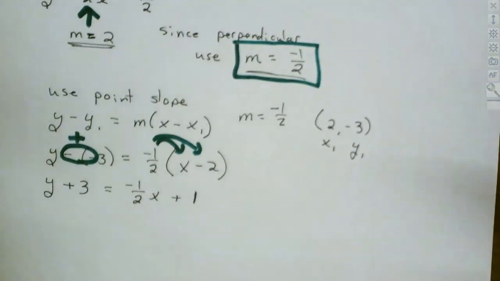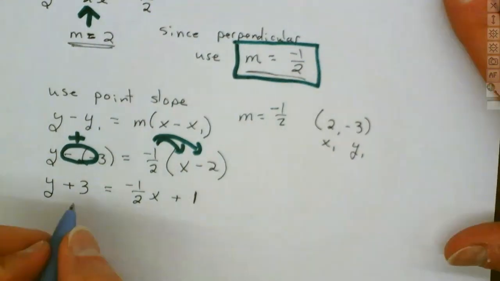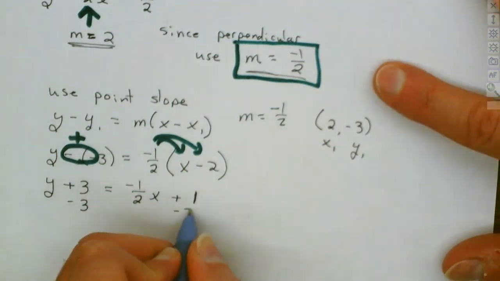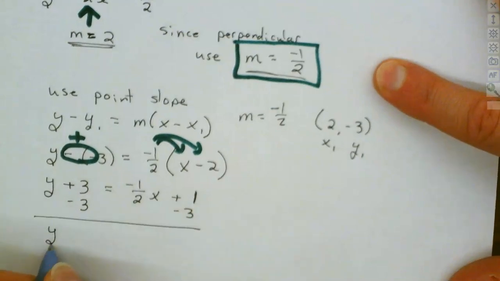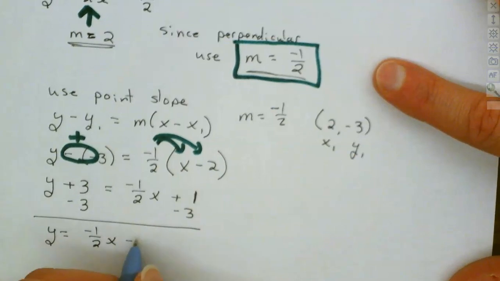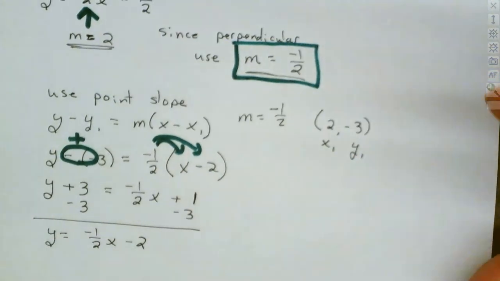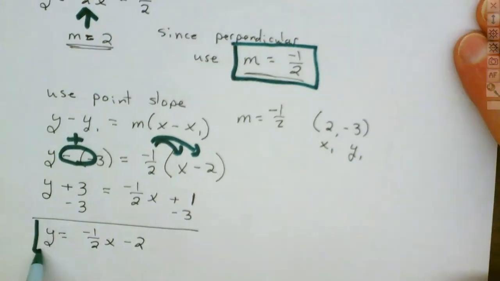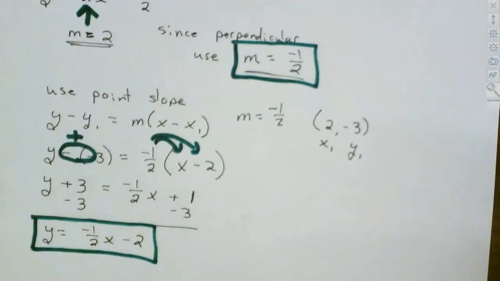We are almost done. We want this one in slope-intercept form, so what do we now need to do? Move that 3 over, and that leaves you now with y equals minus 1/2 x minus 2. And that is your answer in slope-intercept form.